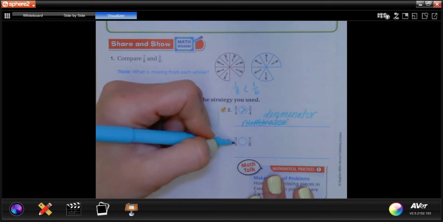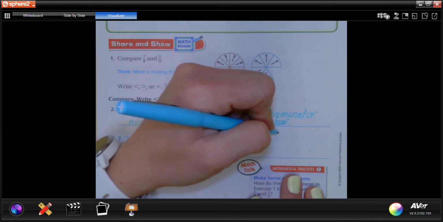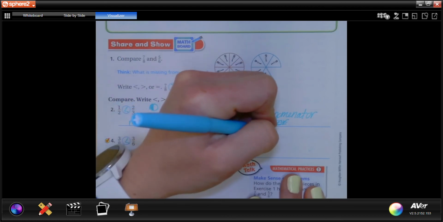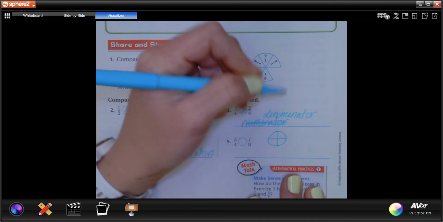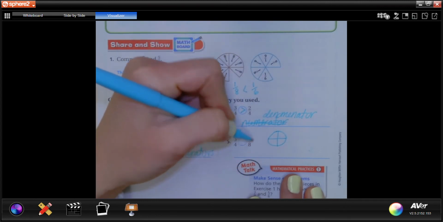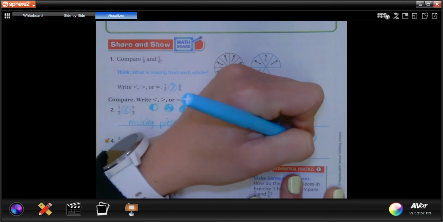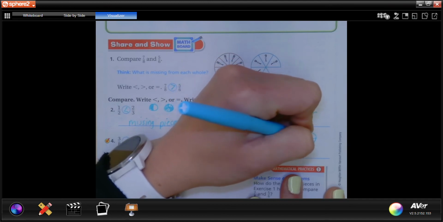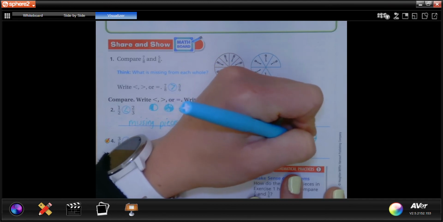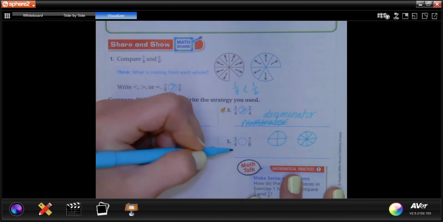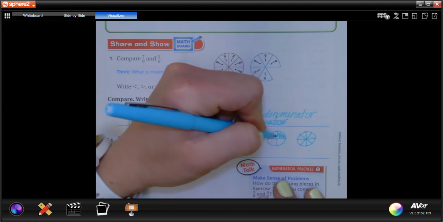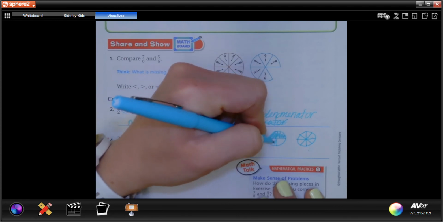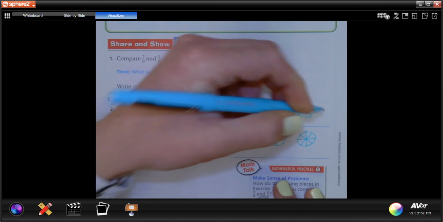So in our whole, we have fourths for the first one. So we're going to cut this into fourths. This one, our whole, we have 8 units in our whole. So 1, 2, 3, 4, 5, 6, 7, 8. Okay, so 3 out of 4 are shaded. On this one, 7 out of 8 are shaded.